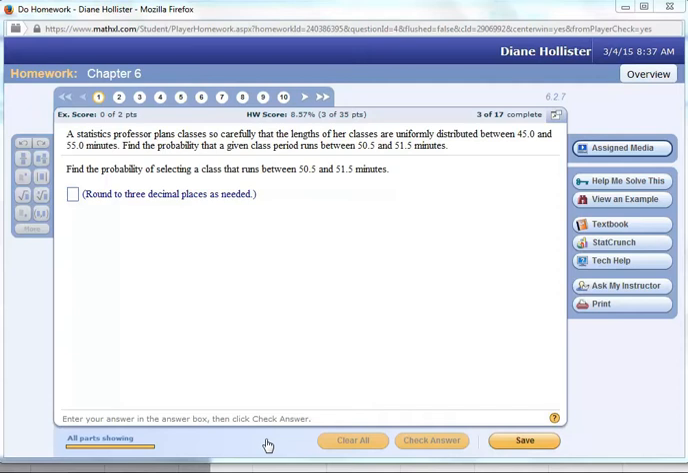The class runs between 50.5 and 51.5 minutes. The difference between that is 1. We take that 1 and we multiply by the height, 0.10, to find the area of that small piece of the rectangle. We get 10%. That means there's a 10% chance that it is between 50.5 and 51.5 minutes. Be sure to sketch your diagram for this. You do not need to use StatCrunch for this problem.